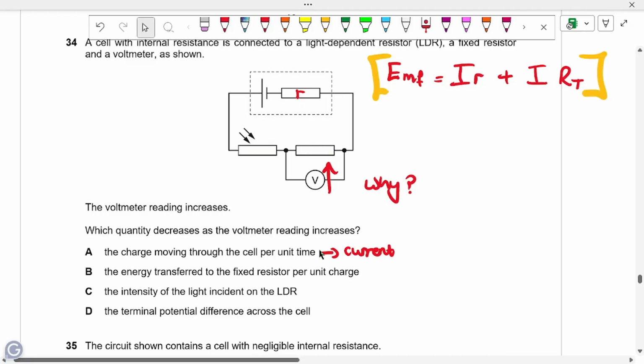And then the energy transferred to the fixed resistor per unit charge, that's basically the terminal voltage again. I can't really say it decreases. I mean, if the voltmeter reading is increasing, well, I should expect that the energy transferred to it also increases, because the energy that it's getting has increased. So because the voltmeter reading has increased, right?